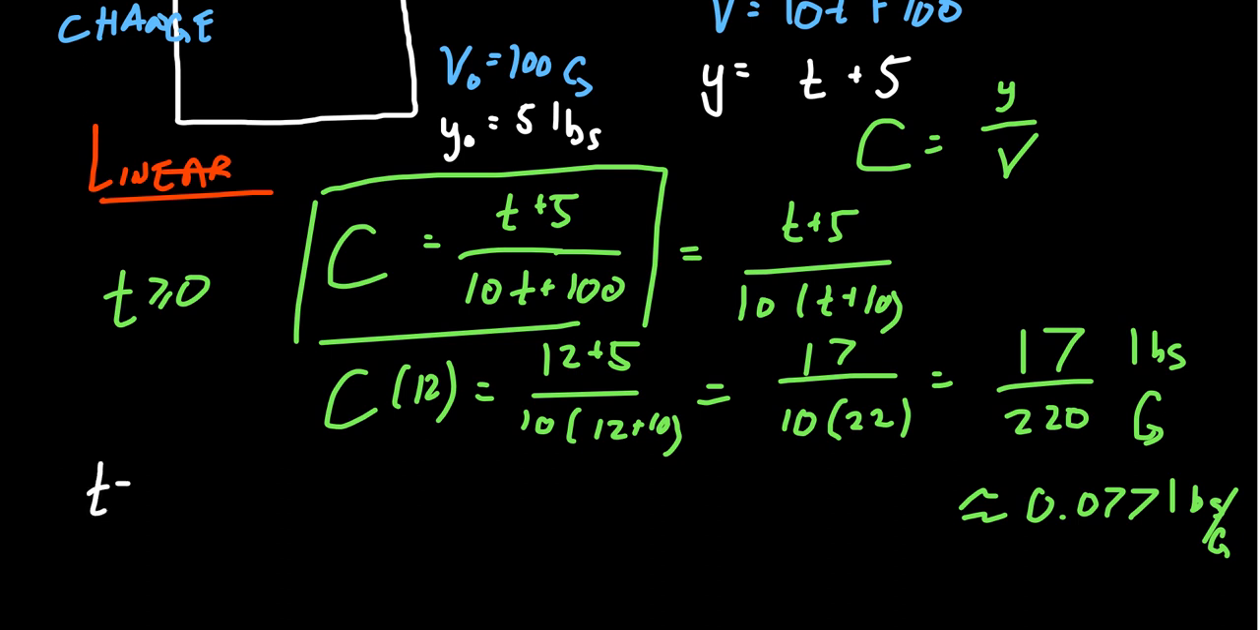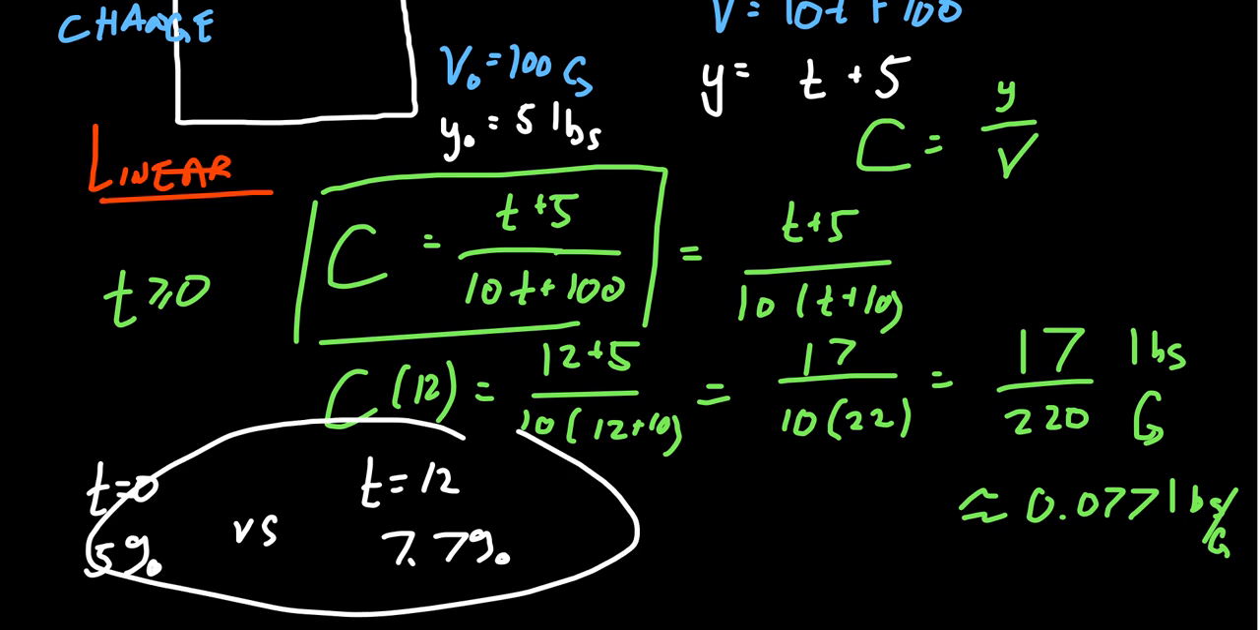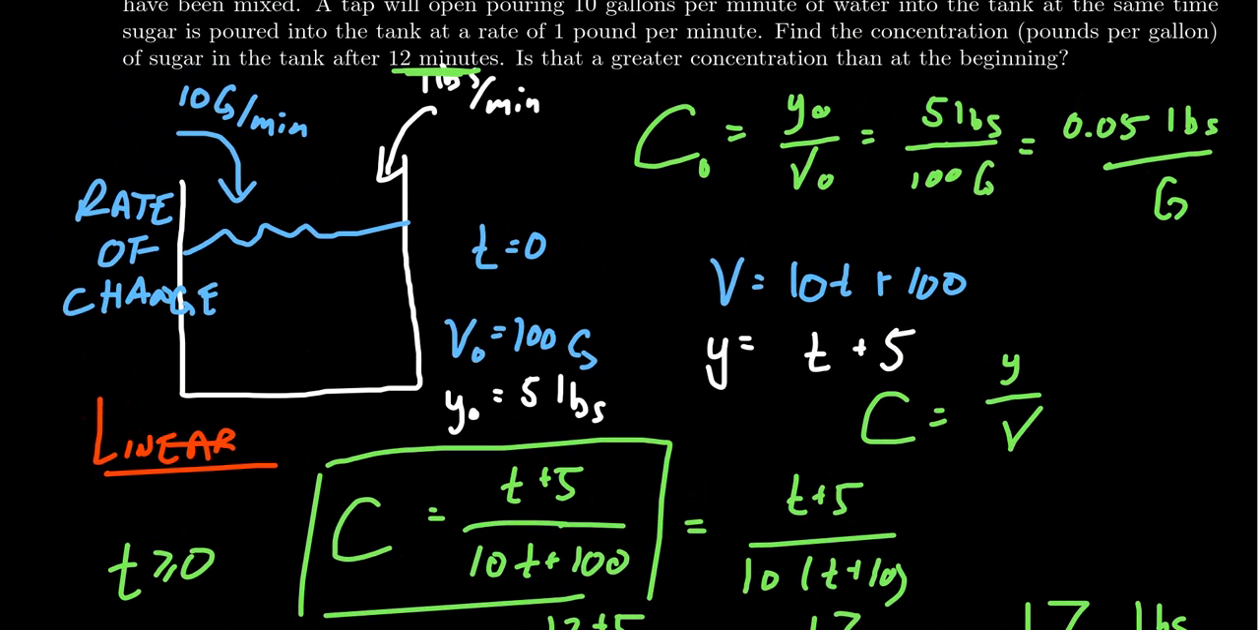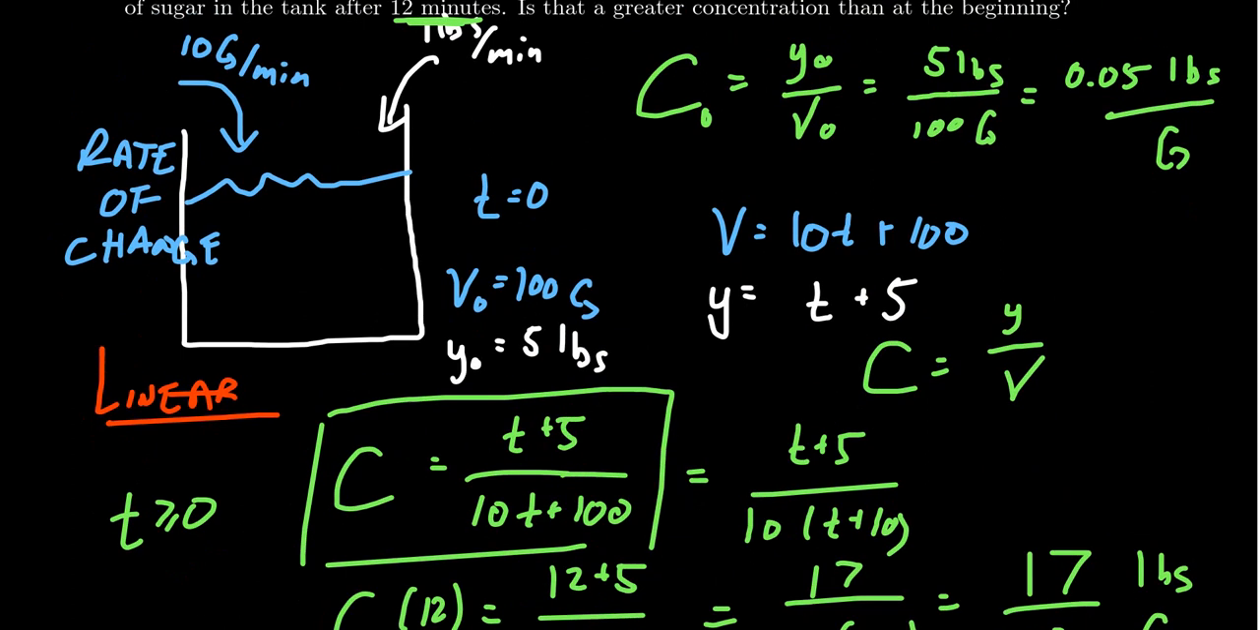So when we are at 0 minutes, we start off with this 5% concentration. And then at 12 minutes, we're now at a 7.7% concentration. So that's how the concentration has changed over time. It definitely is going up because we're adding sugar to the system. But you have to be careful, because the reason it's going up is that the concentration we're inserting is bigger than what we started with. So 1 pound per 10 gallons is actually a 10% concentration that we're adding to a 5% concentration. So this is going to go up, and up, and up.